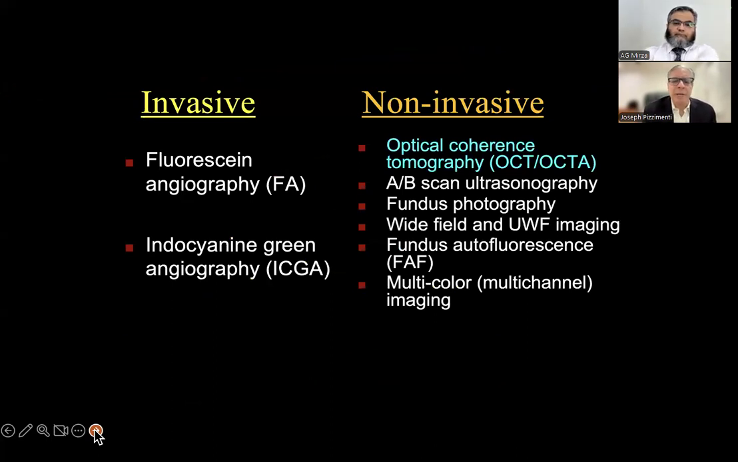And so we could separate these imaging technologies into the invasive methods, where a dye is injected into the antecubital vein, either fluorescein or indocyanine green. And then on the right-hand side, we have our non-invasive technologies with OCT and OCTA leading the list. But if we combine it with any one of these other imaging methods, then we now have multimodal imaging, which has become very common in eye care.